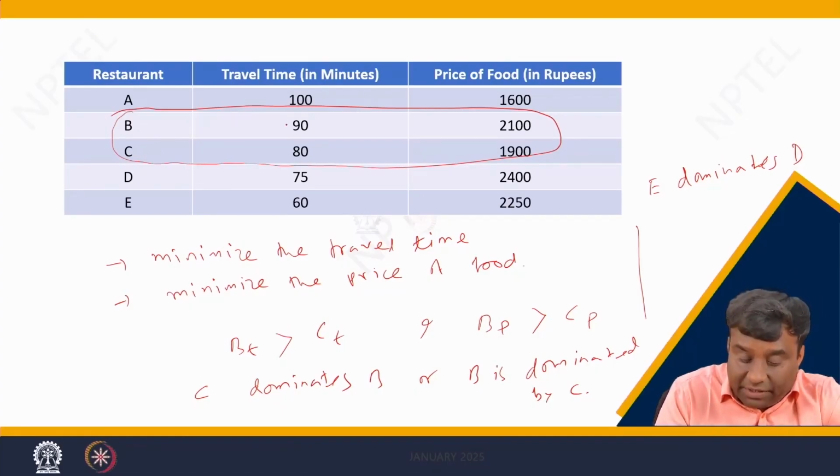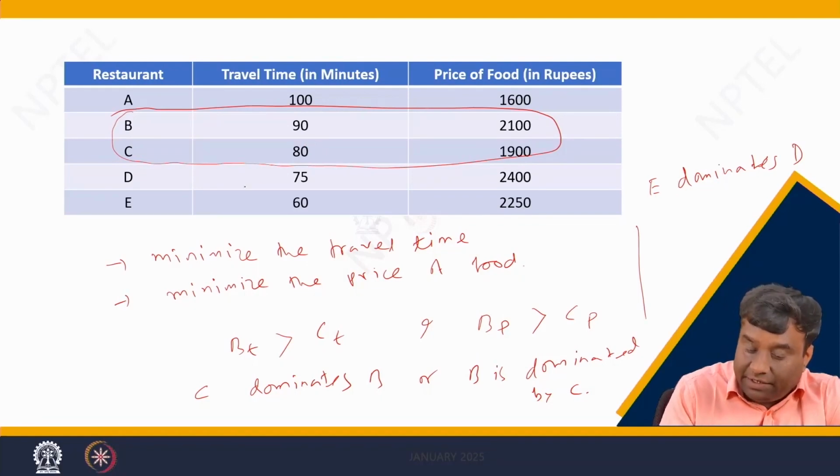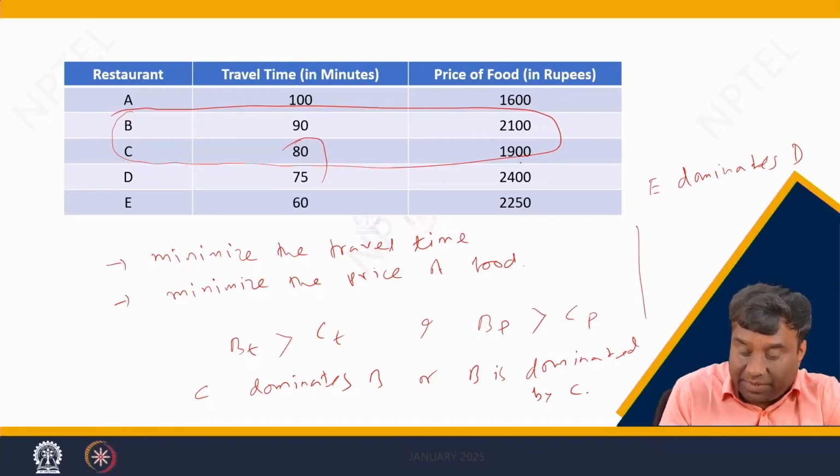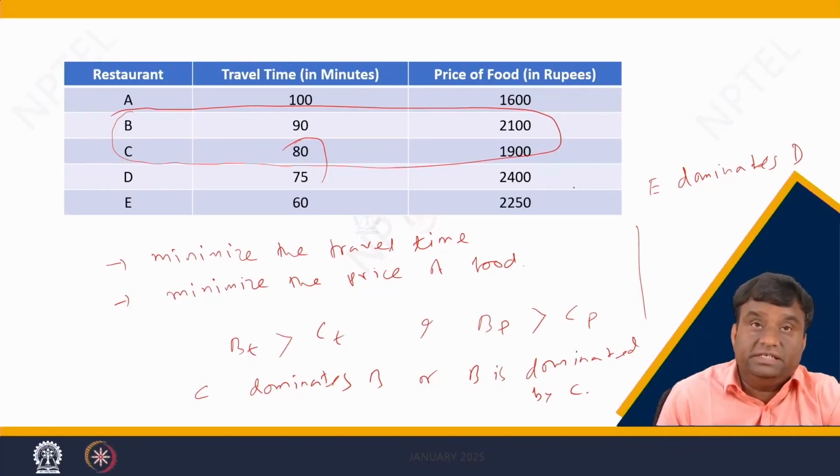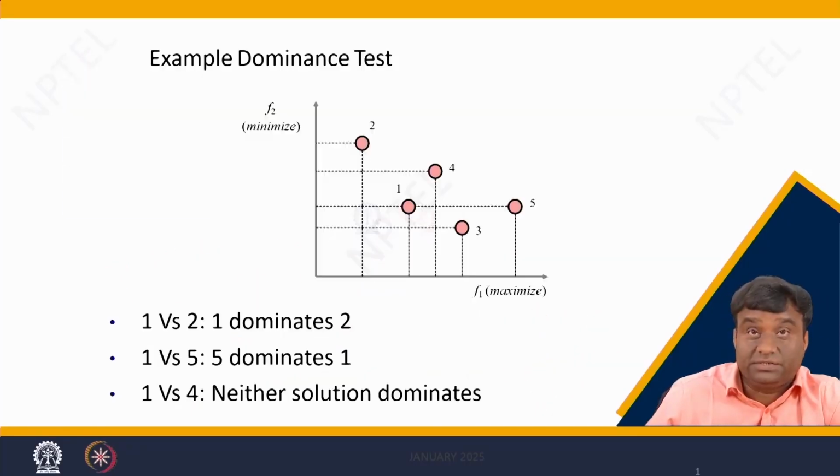But if you compare restaurants C and D, the travel time of C is less but the cost is more, so they are not dominating each other. So this is the concept of dominance. Let's try to understand one more example.